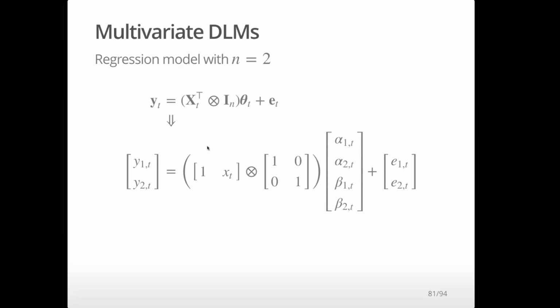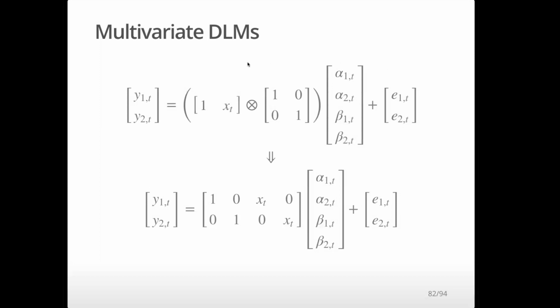X of t, let's say we only have 1 predictor. So we have put a 1 in for the intercept. Here's our 1 predictor. N is 2, so here's a 2 by 2 identity matrix. And now we have a parameter vector of 4, where we have 2 alphas, because we need an alpha for y1 and an alpha for y2. And we have 2 slopes, because we need a slope for this one and a slope for that one.